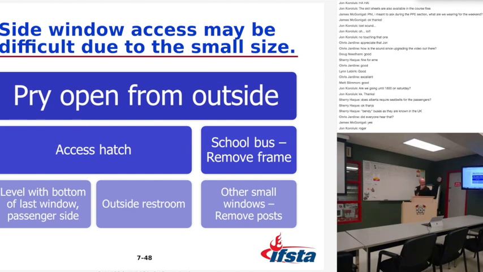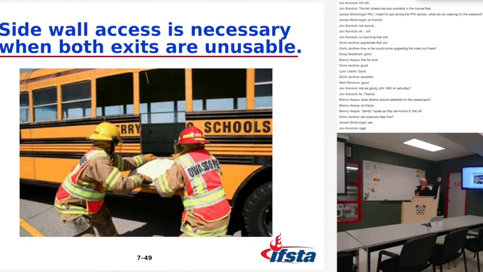Okay, side wall access. May be necessary to force entry through the side of the bus when it's upright. Front and rear exits are unusable. Remove seats before opening the wall, so you would be inside already. Unbolt the seats from the floor. Cut steel tube seat frame. Remove windows and posts.